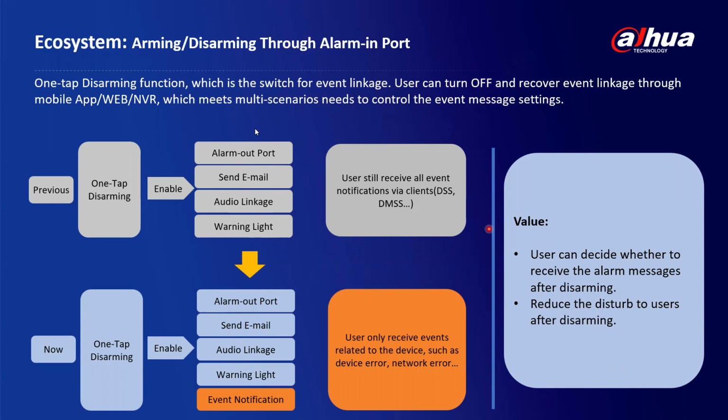In this case, we have the previous models. We had the following processes. We have one arming and disarming. If you enable it, you find that you have alarm input. You can send email messages, can send audio linkages at the same time, can send the warning light. So users still receive all the event notifications through the DMSS or the DSS application.